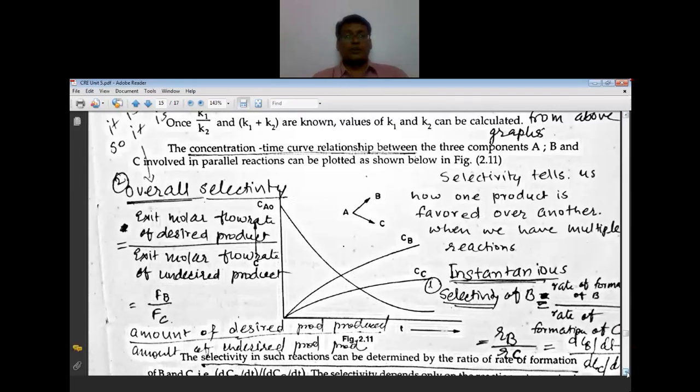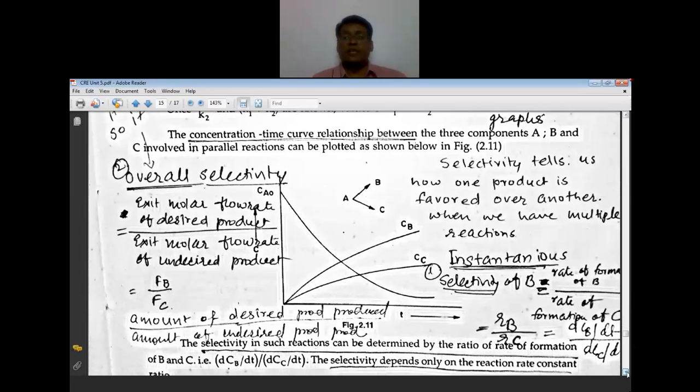Now the concentration-time relationship between the three components A, B and C involved in the parallel reactions can be plotted, as we plotted previously for series reactions. This is for the parallel reactions. That is, C is the general concentration. It can be for A, it can be for B, it can be for C, against the time. So the A concentration initially is maximum. B and C concentrations are 0 initially.